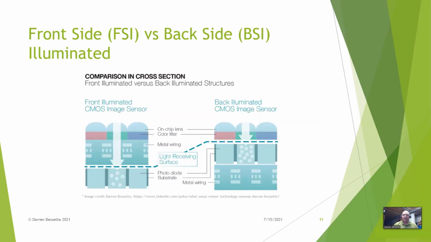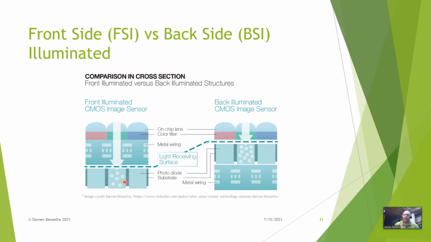There are two styles of pixels that have been created. The first one was what they call a frontside illuminated sensor. It's kind of a weird name when you think about it, because what I mean by a frontside illuminated pixel is that the pixel well is actually at the bottom. So the light has to go through the micro lens, through the filter, pass all this metal wiring, and then finally get into where the pixel is.